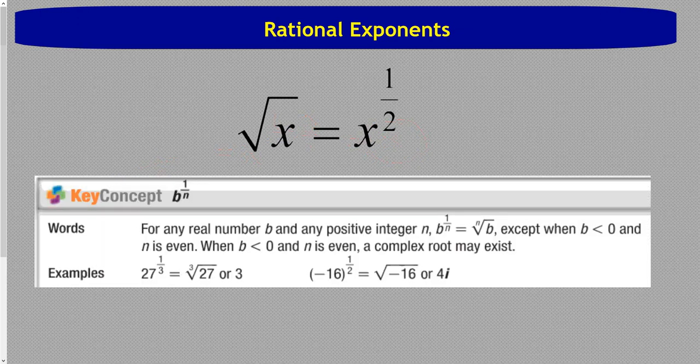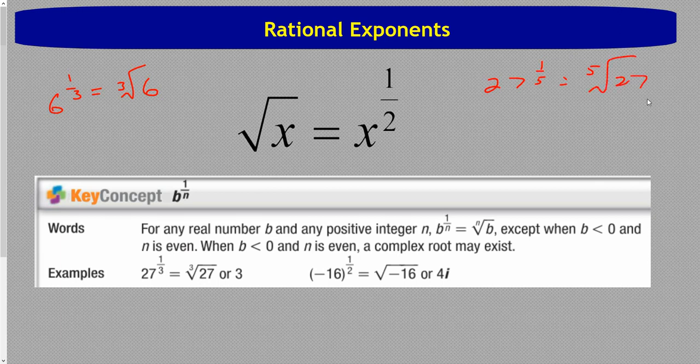Here's the book's definition of b to the 1 over n. So b can be any number, and n is a positive integer, right? We're still talking only about positive exponents. We'll get to negatives later. Then b to the 1 over n means the nth root of b. So if I have 6 to the 1/3, that's the cubed root of 6. If I had 27 to the 1/5, that's the 5th root of 27.